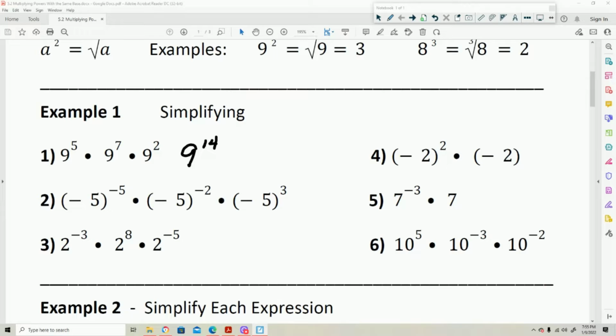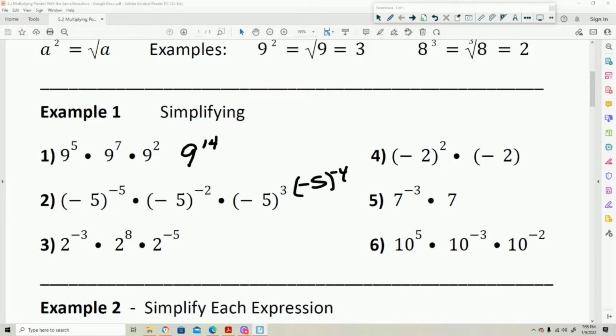Okay, let's look at number 2. Notice all the bases are the same, so we simply add the exponents. I've got -5 and -2, which is -7. -7 plus 3 is -4. So initially I get -5 to the -4.